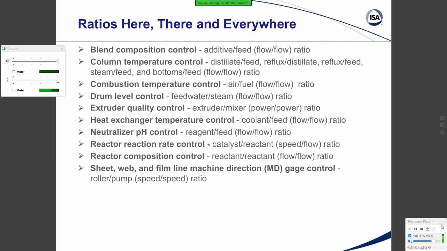And how does the sheet thickness change across the sheet? Here we were talking about the machine direction as we go down the length of the sheet, and we want to keep uniformity there as well, and that can be assisted by roller-to-pump speed-to-speed ratio control.